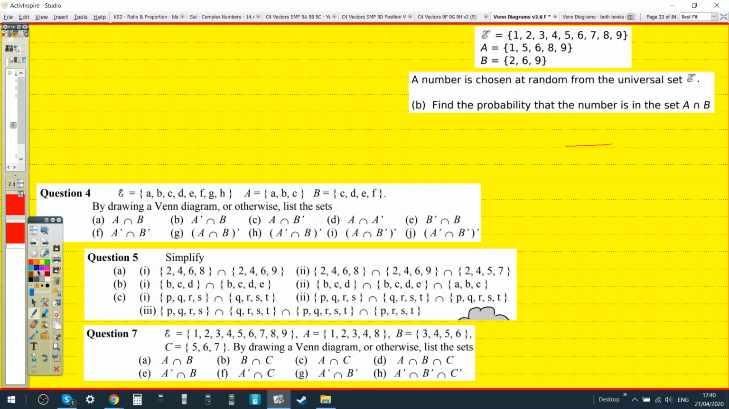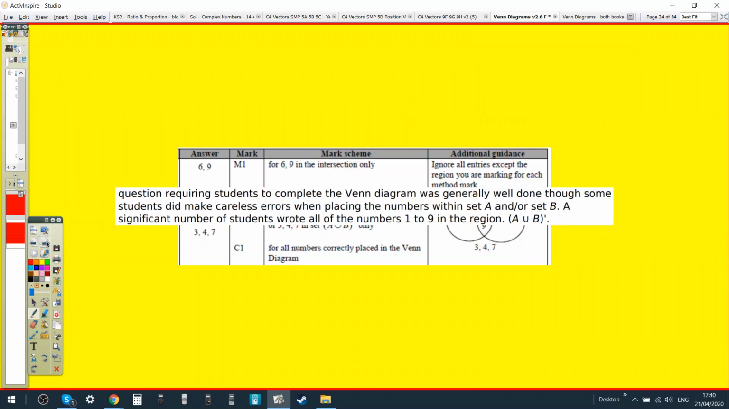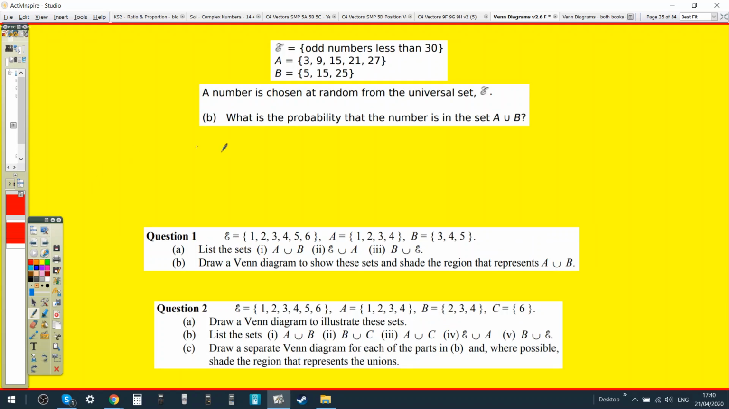And how did you get 3? Is 2 in A? 2 out of 9. That's it. 2 out of 9. So you got 6 and 9 there. What would be the top one?